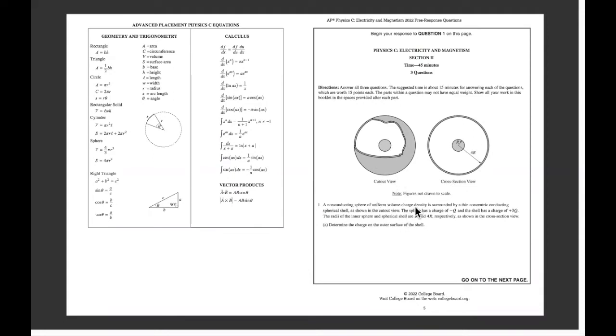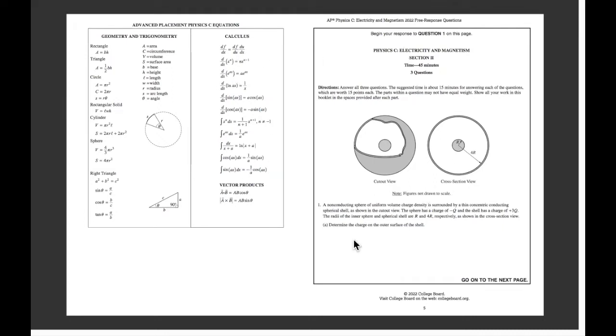So first off, you do have a non-conducting sphere. That's the very inner part, the very inner gray part. And then you do have a thin concentric conducting spherical shell, so that is the outer gray part as well. The sphere has a charge of negative Q and the shell has a charge of plus 3Q. And we're given the radii. And we want to determine the charge on the outer surface of the shell.